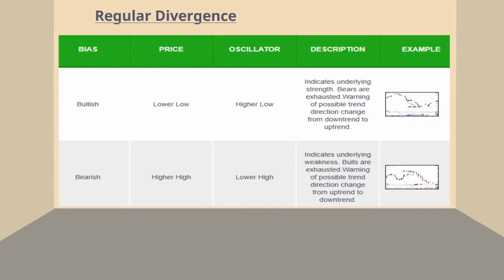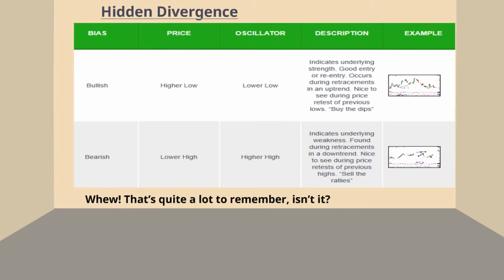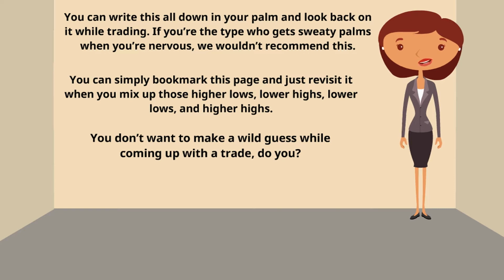Look into the below sheet for regular divergence. Here is the sheet for hidden divergence. Watch carefully. Phew. That's quite a lot to remember, isn't it? You can write this all down in your palm and look back on it while trading. If you're the type who gets sweaty palms when you're nervous, we wouldn't recommend this. You can simply bookmark this page and just revisit it when you mix up those higher lows, lower highs, lower lows, and higher highs. You don't want to make a wild guess while coming up with a trade, do you?